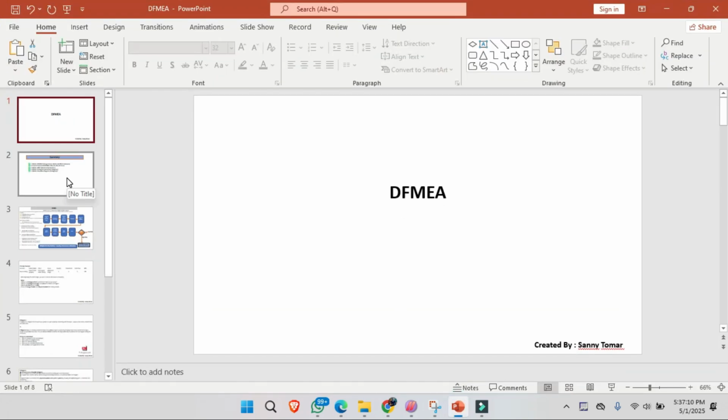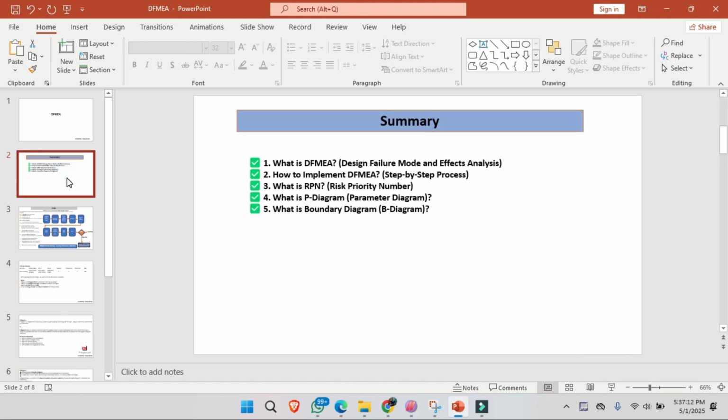DFMEA. So we will cover all these topics: what DFMEA is and how to implement it, what RPN, the risk priority number, is, and what the P diagram and the B diagram are. So move on to the next slide.